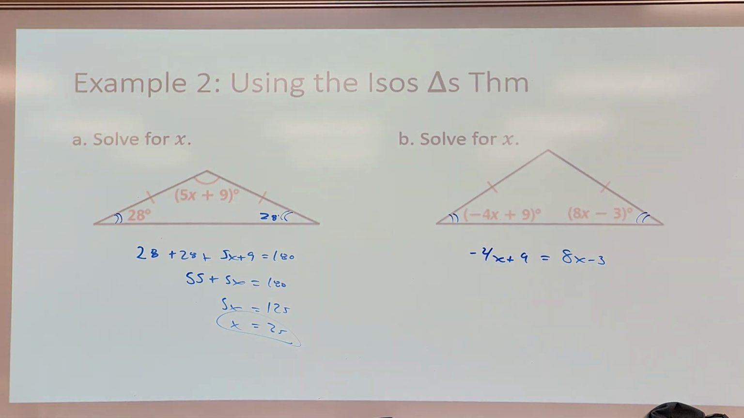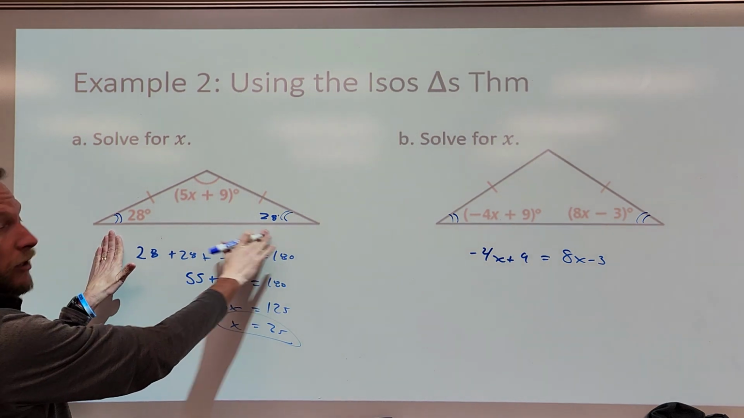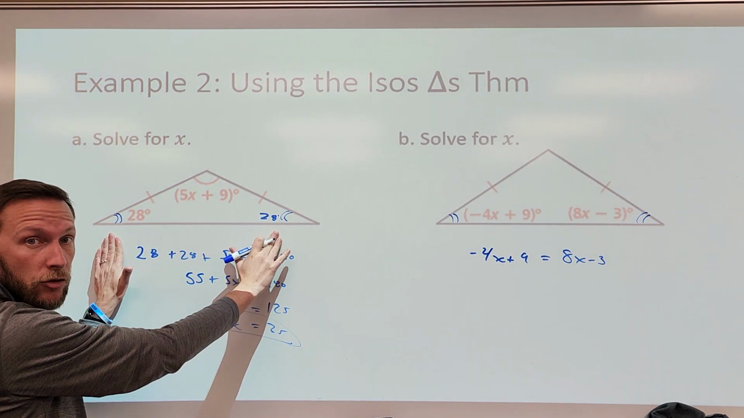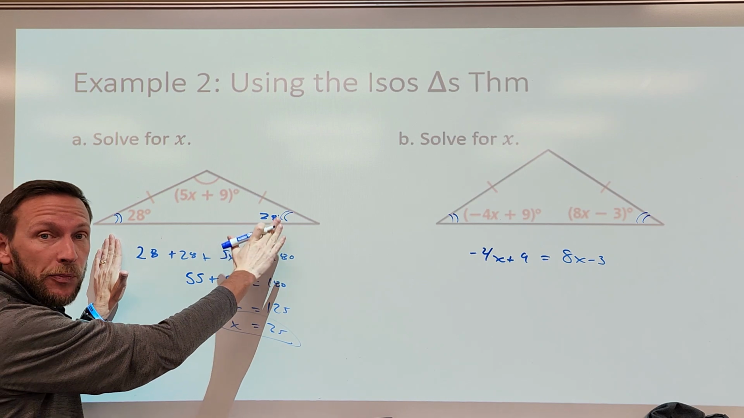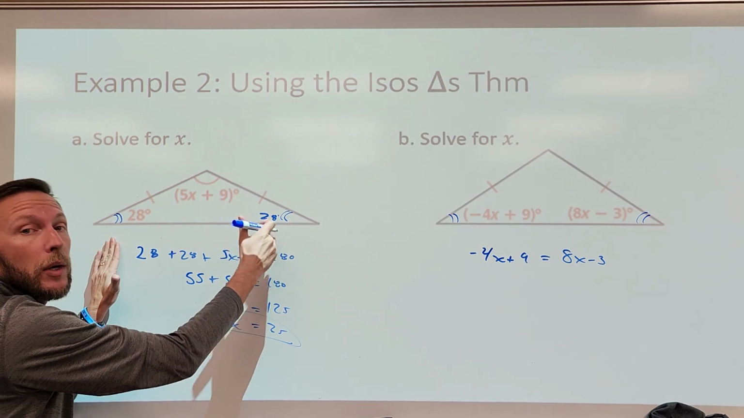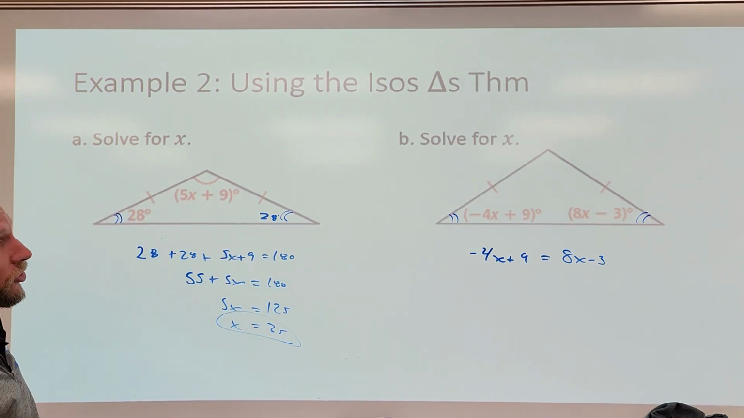All right, and so it's kind of a strange case, but it lets us make an equation, inserting some information into the diagram that was not explicitly given, but that we know is true based on the isosceles triangle theorem.